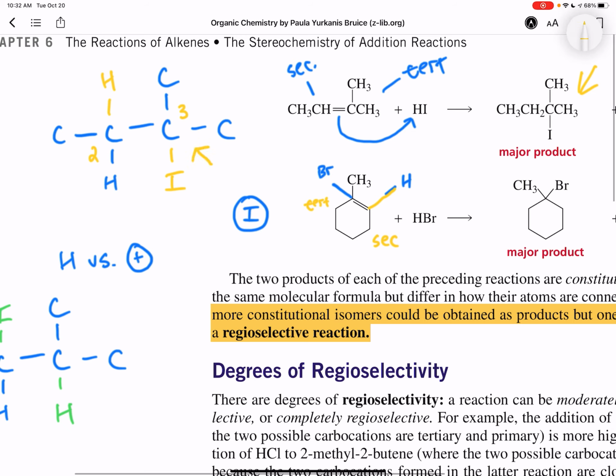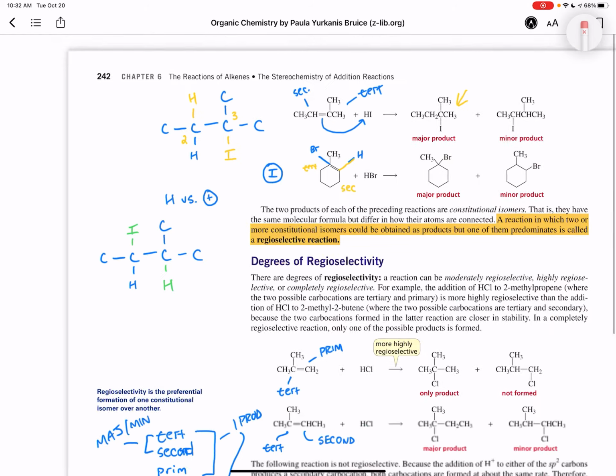That's another reason why we want to put the iodine here, because they're going to stabilize themselves. We have a positive carbon, we have a negative iodine. They're going to stabilize each other. The iodine will pull the negativity off the positive, making it more positive, but that's okay because this is a tertiary carbon. It's going to be stable. Okay, that does make sense.